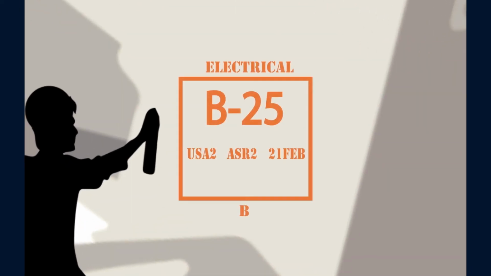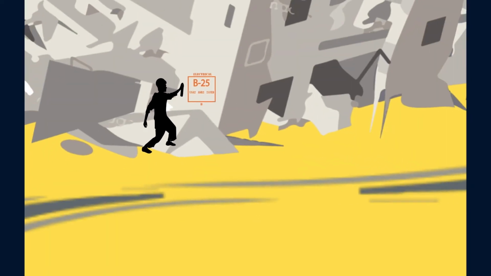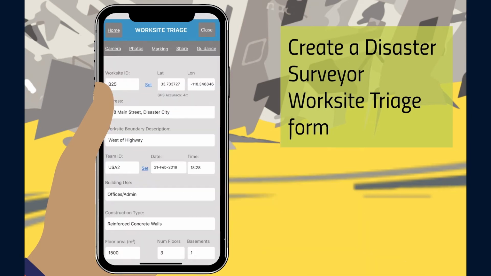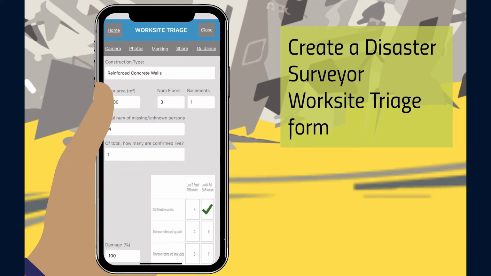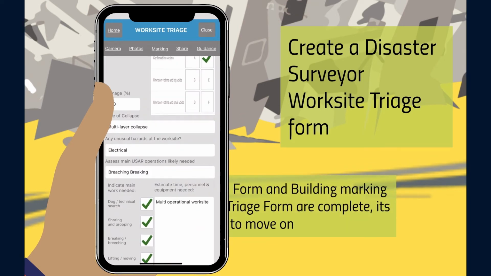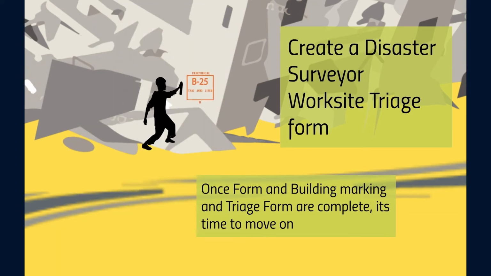We'll give the hazards as electrical. We'll put our team ID, what we did, ASR2, the date we did it, and the triage category B. So we're going to go through real quick. I'm going to pull up one of our pre-populated triage worksite forms, and we'll show you what it was. So we did that. We quickly filled out our triage form. We marked the building. Now it's time to move on.